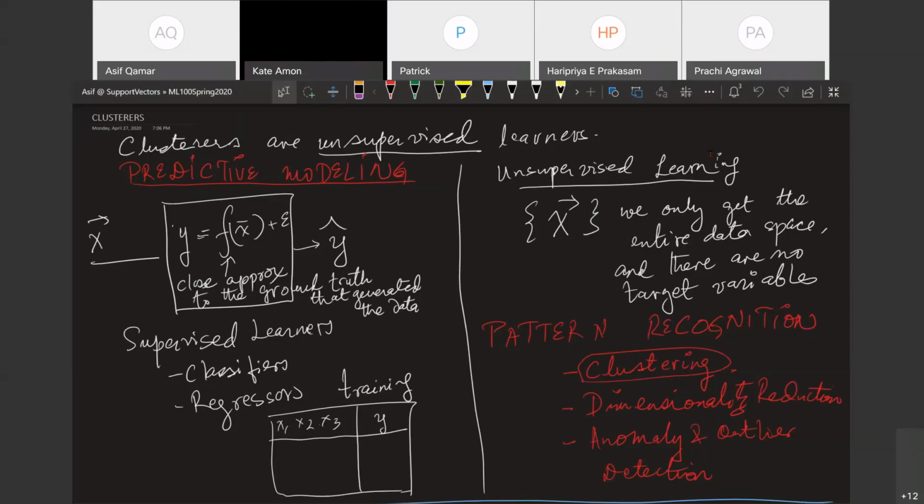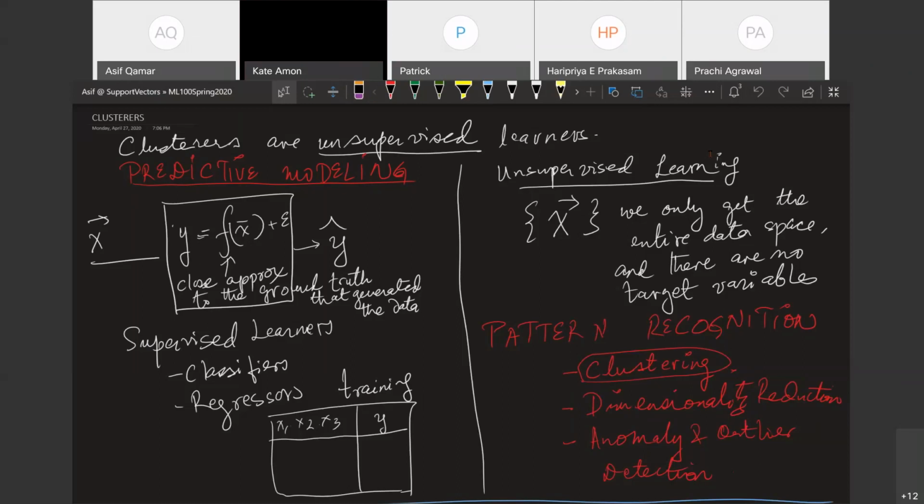Cats and dogs, classification, and the amount of ice cream you would sell is regression. More prosaically, what would be the home value of your home based on certain parameters is regression, isn't it? Whether or not, given a test, you have COVID is a classification problem based on, let's say, some X-ray parameters and so forth.